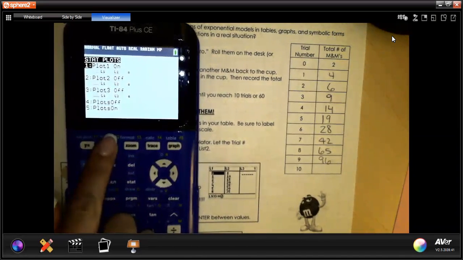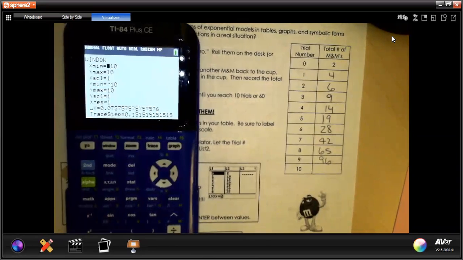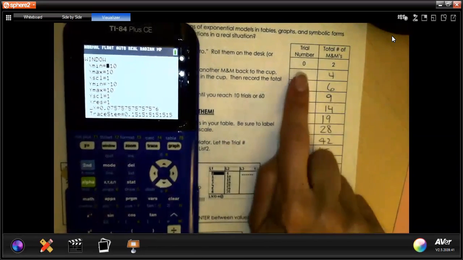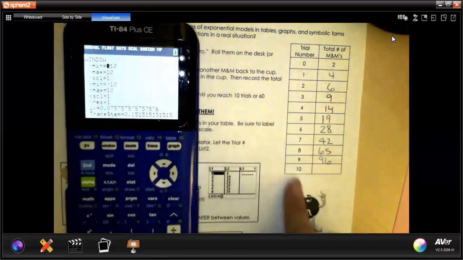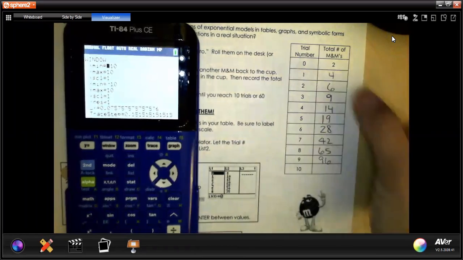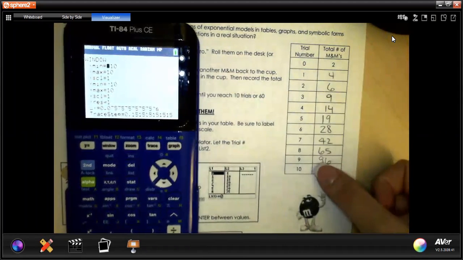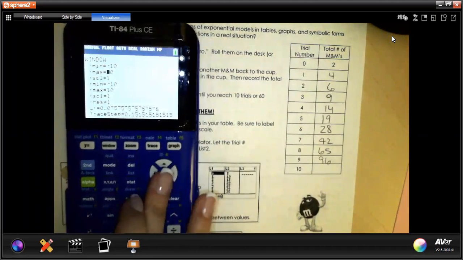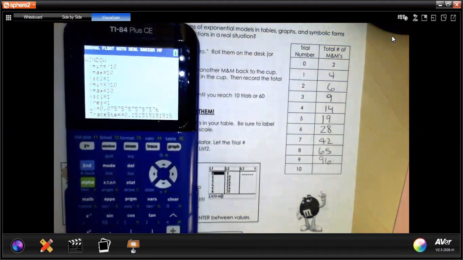Now I am going to adjust my window because the standard window is from -10 to 10 on both the X and the Y. -10 to 10 works on my X values because I just have 0 to 10 here. It does not work on the Y values because it does start at 2, but it goes all the way up to 96. So to see all those values, I would have to open up that Y value. So on my Y max, I'm going to go up to 100 so I can see every single point.